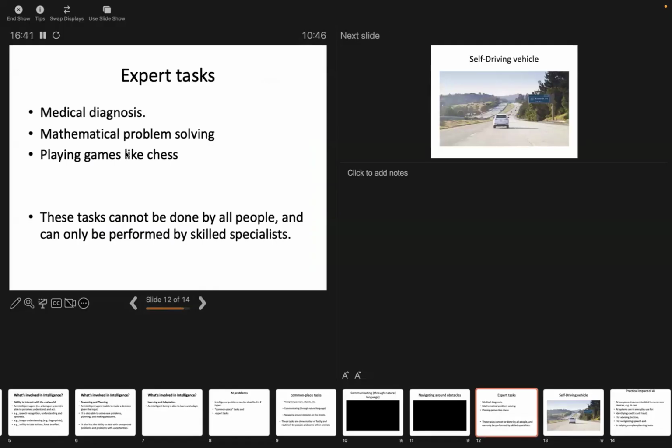All right, expert tasks. Remember we said artificial intelligence problems are classified into two. The first is commonplace tasks, where we're saying being able to do things such as recognizing things and avoiding obstacles. We haven't brought in the aspect of achieving a goal. Now, expert tasks are those tasks performed by skilled specialists. If we give that task to a human being, it's not every human being who can perform it, but only those who are trained in a particular field. So things like medical diagnosis, mathematical problem solving, playing games such as chess, etc.